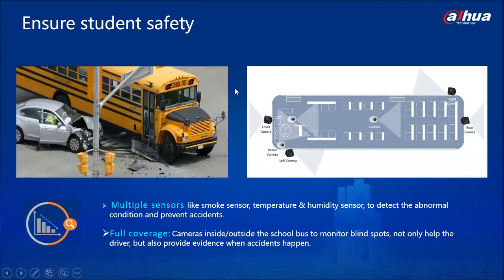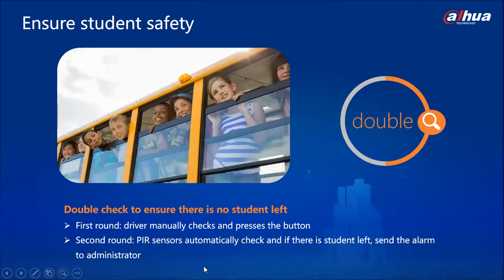So in terms of the PIR check, it applies mostly in cases where students are getting out of the vehicle. After the students get out of the vehicle, the driver will do a manual check to confirm there are no students and just press the button to confirm. It's like checking that all the students have gotten out of the vehicle. In case the PIR senses there's still a student, it can send an alarm to the administrator, meaning that the driver is leaving with a student still in the vehicle. That is in terms of student safety.